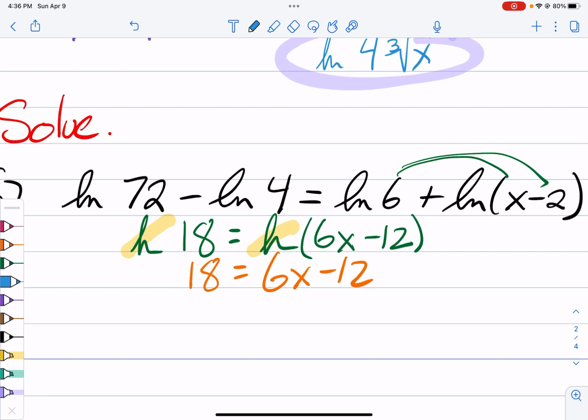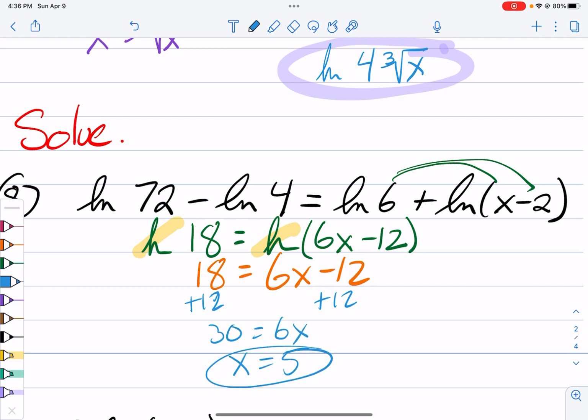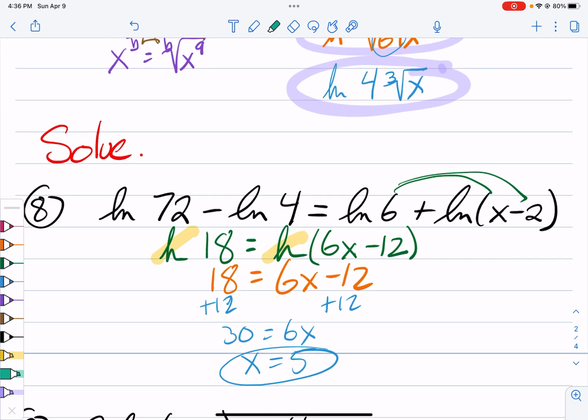So now I'm just going to solve this for x. I'm going to add 12 to both sides. I'm going to get 30 equals 6x, and I'm going to get x equals 5. Do not forget to look for extraneous solutions.